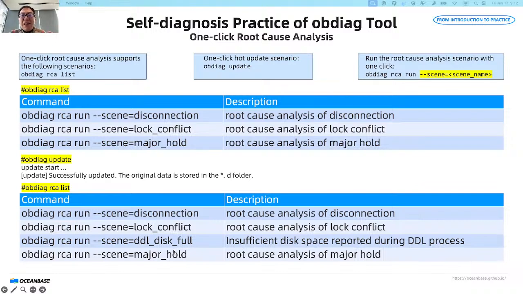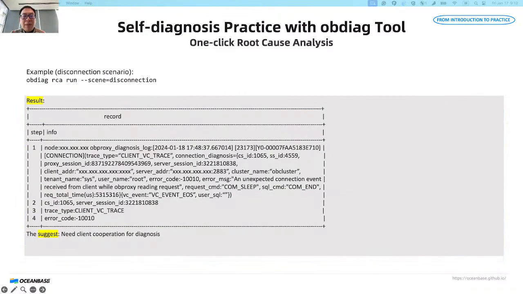The command to analyze a problem scenario is very simple. Just add the scenario name after the obdiag command. Here, we show you the output after executing the command. You can see from the output of this command, we'll print out the analysis results of each step. And we'll also give you a suggestion at the end.